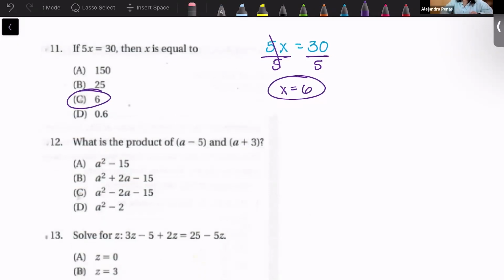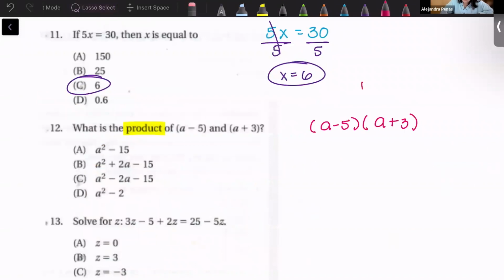The next one says, what is the product of a minus 5 and a plus 3? What does product mean? What do we have to do? You have to multiply. Yes, product means multiply. Okay, so we're just going to multiply a minus 5 times a plus 3. In this, we can use something called foiling, which is just a little acronym to help you remember the order.